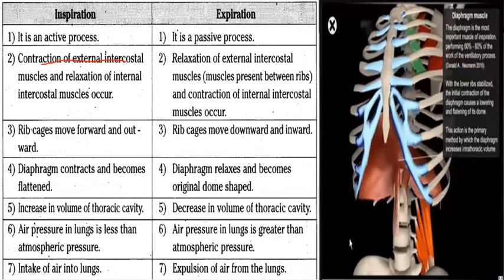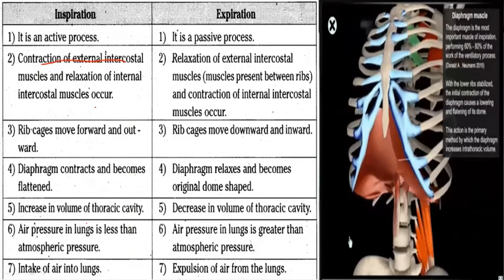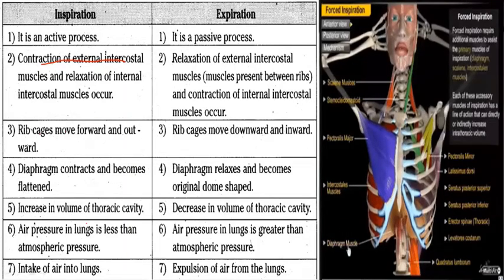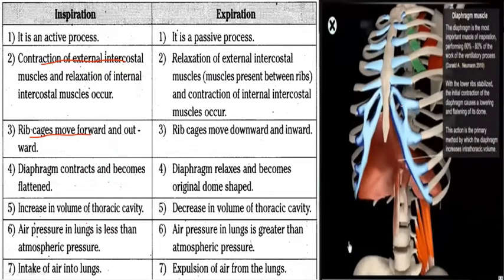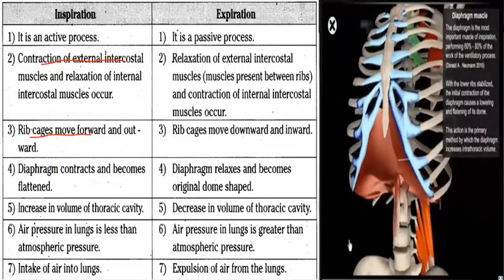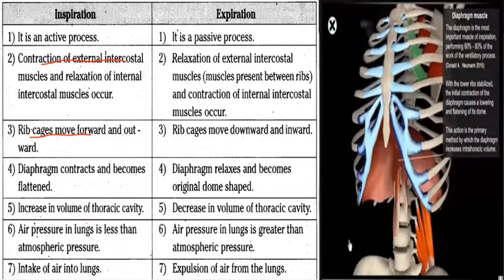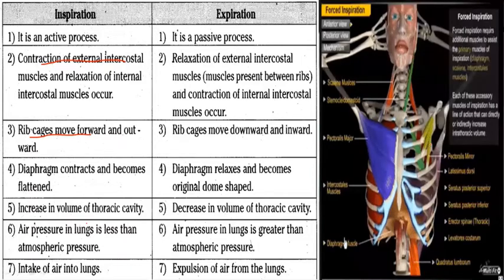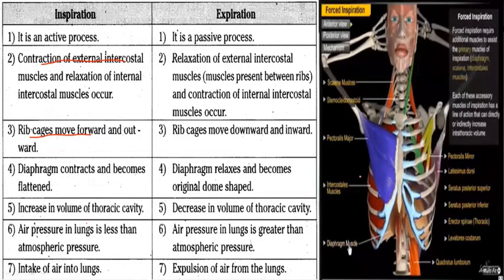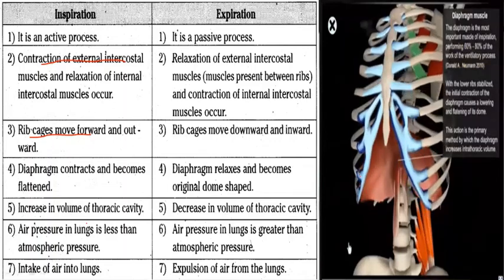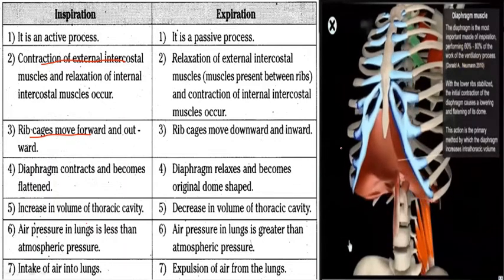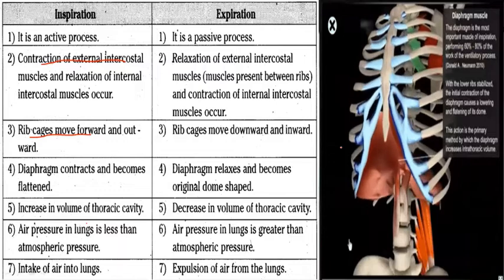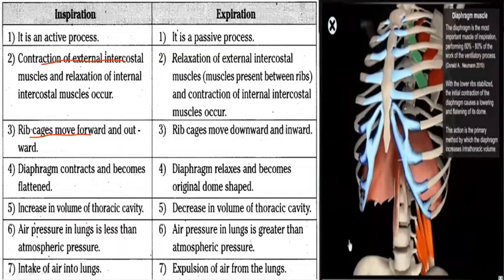When intercostal muscles are contracted, what happens? The rib cage moves forward and outward. You can see here, the rib cage, all the ribs just move upward and outward, like a balloon that swells. The purpose is to give space for the lungs.